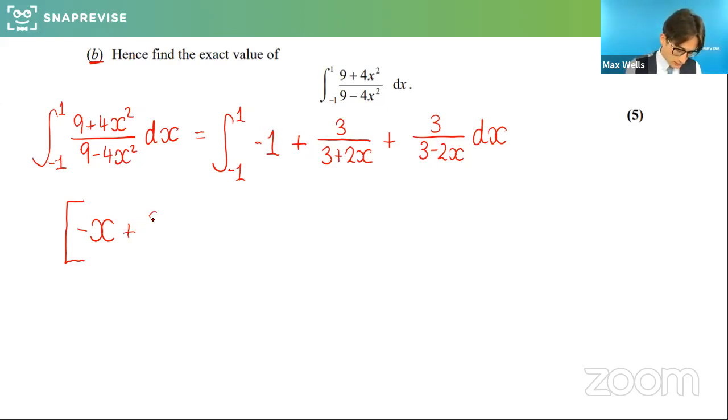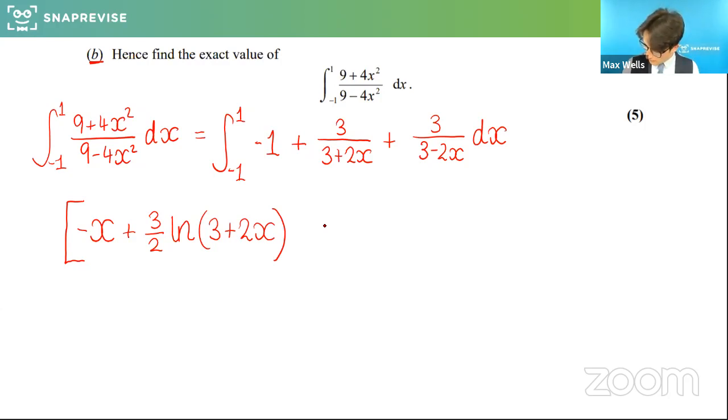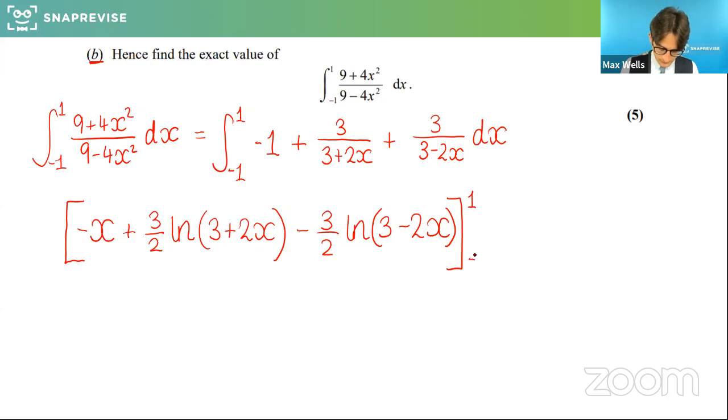We'll go to 3 over 2 times the natural log, ln, of (3 plus 2x). And then we're going to minus 3 over 2 times the natural log of (3 minus 2x). So the integration has taken place by this stage, but we also need to sub in 1 and -1. Okay, so now we sub these values in.